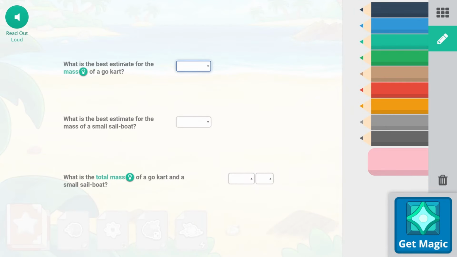What is the best estimate for the mass of a go-kart? I'm going to say a go-kart would be 2,000 kilograms? Yeah, or 200 pounds. That's about right. 200 kilograms, which would be 400 pounds? What is the best estimate for the mass of a small sailboat? Let's go with 300 kilograms for that. So I'm going to go for them together, 500 kilograms. There we go.